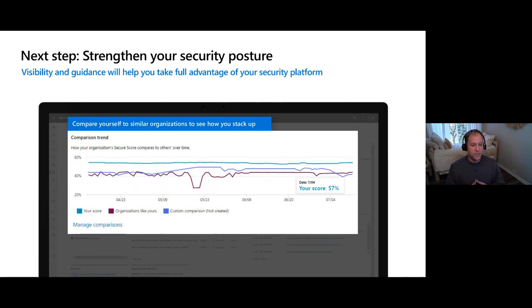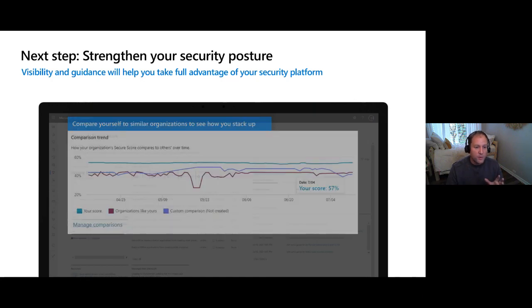Now, I get this question a lot: what's the right score for your organization? A lot of people say, I've got to get to 100%, but that's probably not realistic for a lot of organizations with legacy infrastructure or app requirements that are incompatible with certain kinds of security controls. So what Microsoft does is provide benchmarking capabilities that enable you to compare your score to a global average of organizations like yours. Same industry, same location generally, same size, and other kinds of metrics. So you can use these benchmarks to help you understand where you've been.